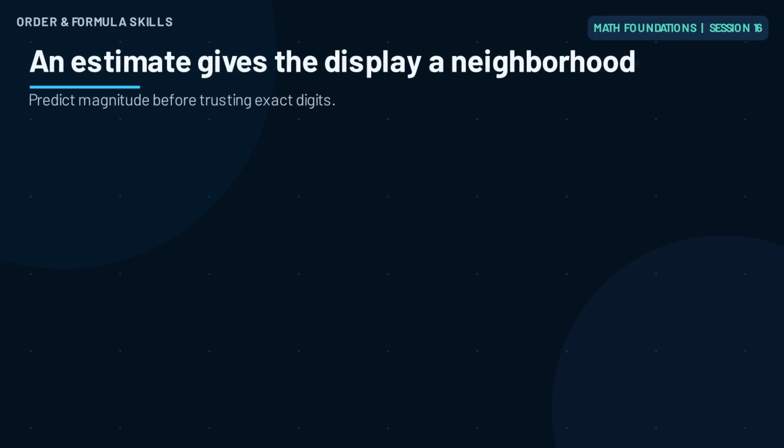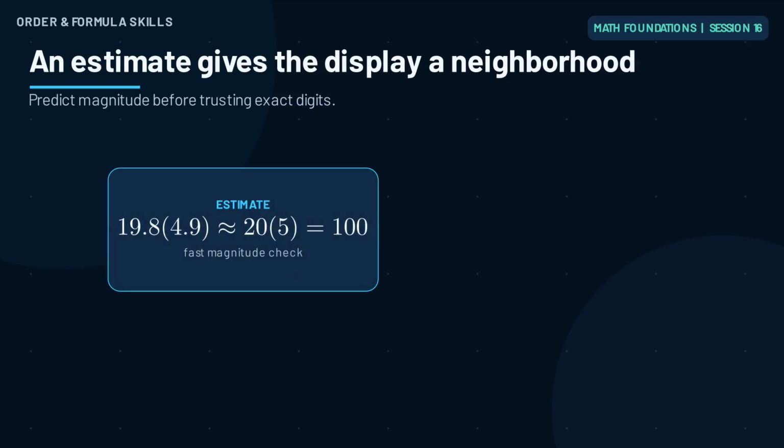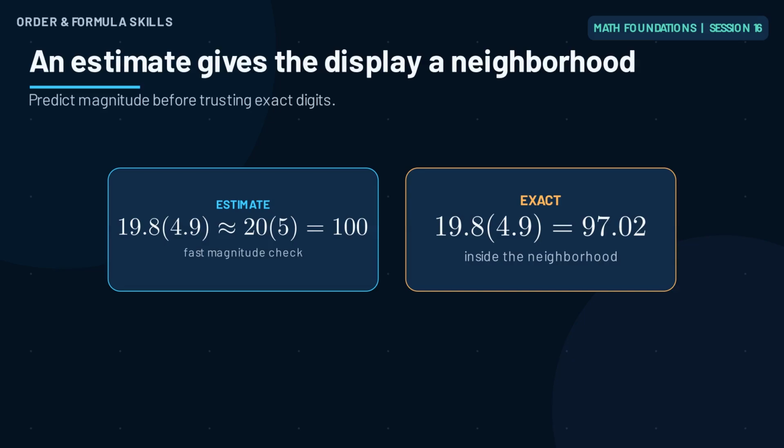An estimate gives your calculator answer a reasonable neighborhood before you press any keys. Consider 19.8 multiplied by 4.9. Round to 20 times 5, so the estimate is 100. The exact calculator value is 97.02.